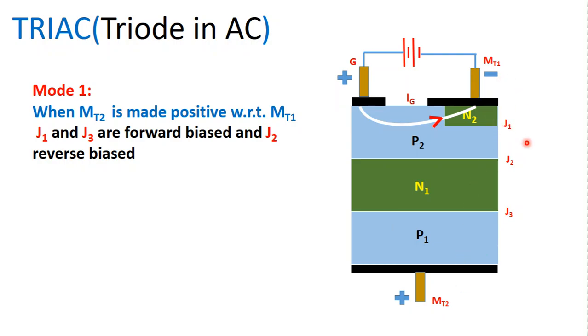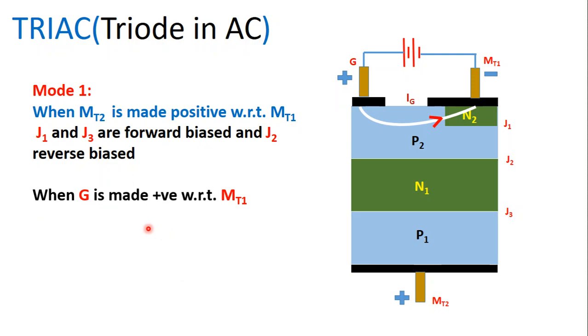And the AC signal is applied between these main terminals, and one DC potential or DC battery is applied between gate and MT1 terminal, as you can see in the diagram. So as I have told, as soon as we make MT2 terminal positive with respect to MT1, junction J1 and J3 will be forward biased and J2 will be in reverse bias condition.